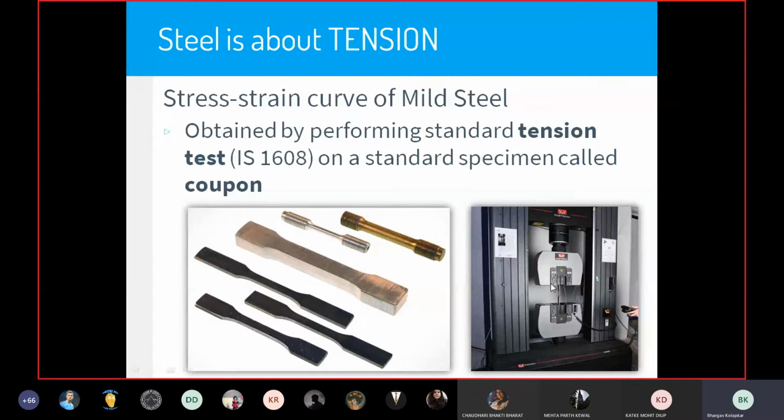So this machine basically has two clamps, and in these clamps, we fix a steel sample which is called a coupon. Now we want to test this coupon in tension. So where do you think the upper clamp should move? Should it move downward or should it move upward?